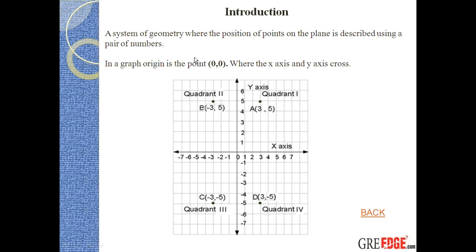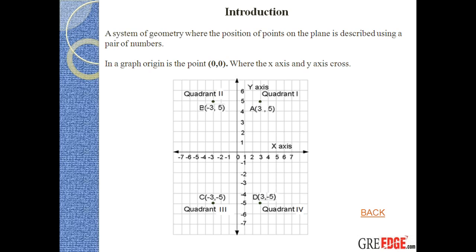So this is introduction to coordinate geometry. First we shall see what is coordinate geometry. Coordinate geometry is a system of geometry where the position of points on the plane is described using a pair of numbers. In the diagram here, there is a point A given as 3, 5. When we say 3, 5, it denotes that the x coordinate of the point A is 3 and the y coordinate of the point A is 5.